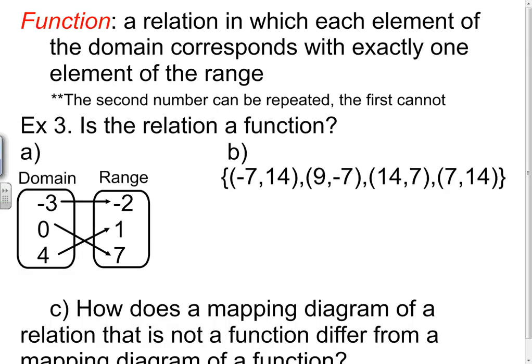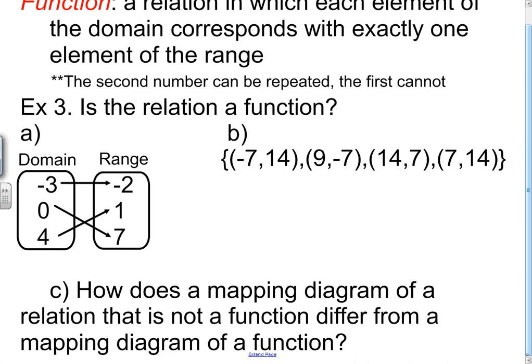So if you take a look at example 3, is the relation a function? In letter A, take a look at all of the inputs. Remember that the inputs are the numbers on the left. They cannot be repeated. In letter A, that would mean that you can't have more than one arrow going out of each of them. But because -3 maps to -2, 0 to 7, and 4 to 1, this is a function. Every value on the left goes to one, and only one, value on the right.